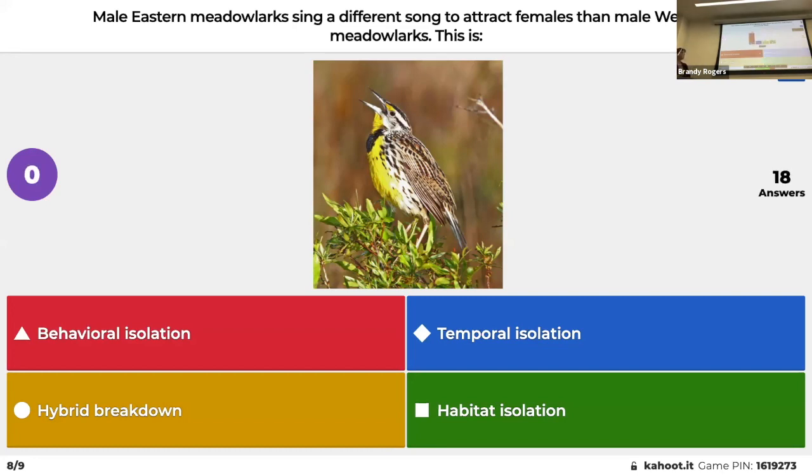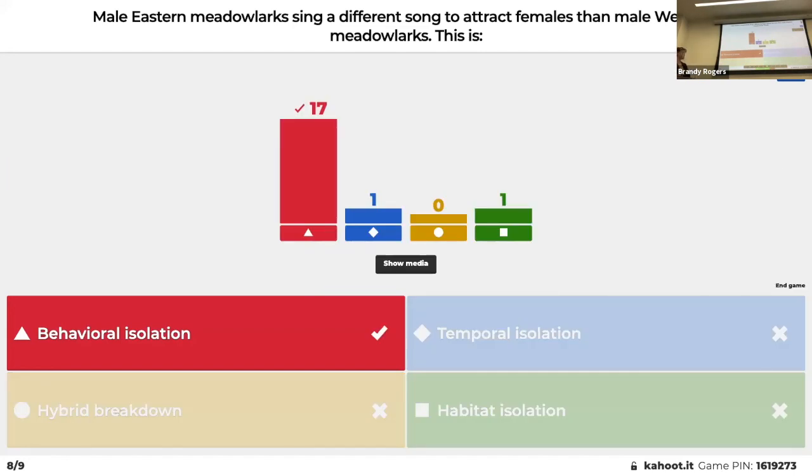Good. Yeah, see, this is just terminology. You guys have already got that down.